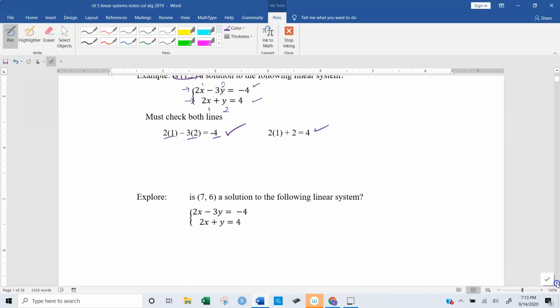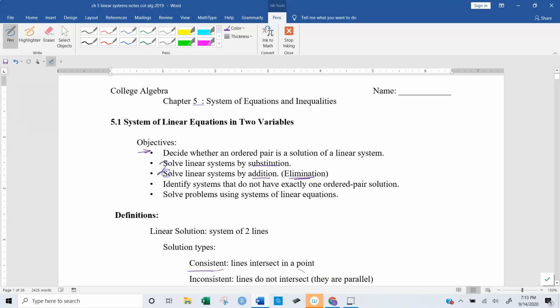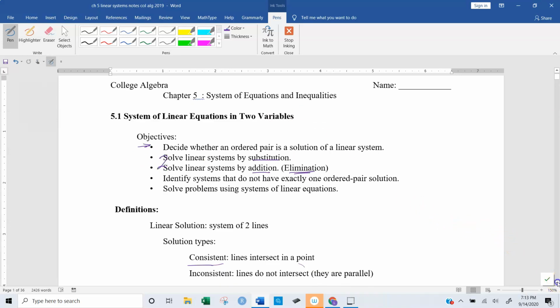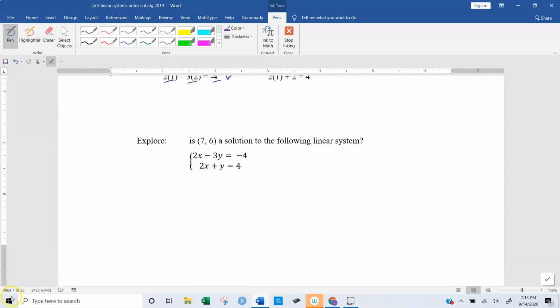So next, your turn. Is (7, 6) a solution? So do these two lines meet at (7, 6)? Let's do this again. So now you're putting your 7 in for your x and your 6 in for your y. So we have 14 minus 18. Does that equal -4? The answer is check. Next one, we do this again down here. So we have 14 plus 6. Does that equal 4?